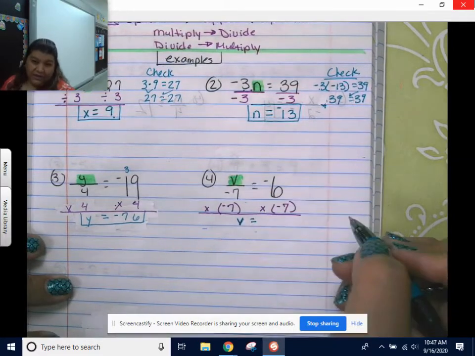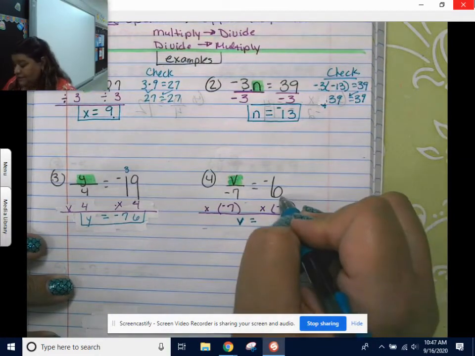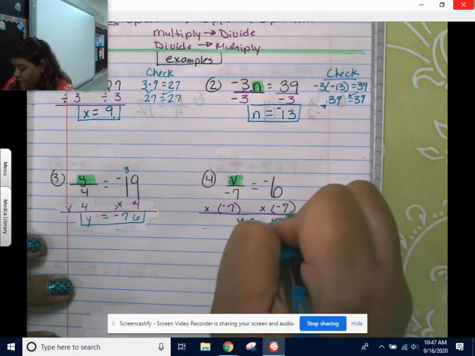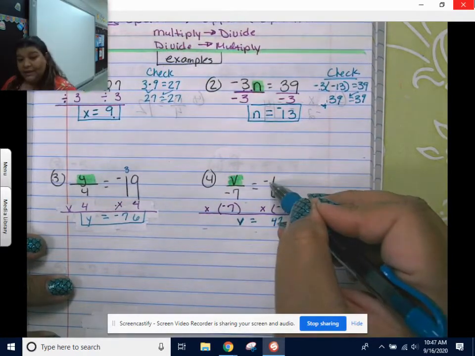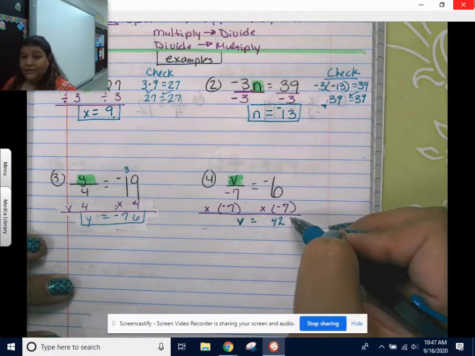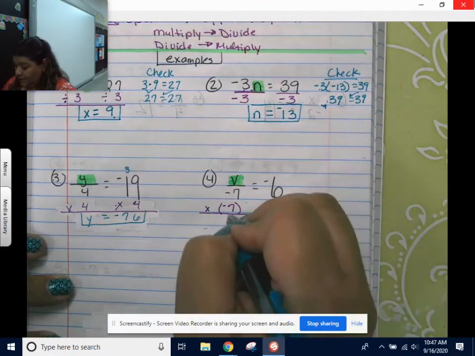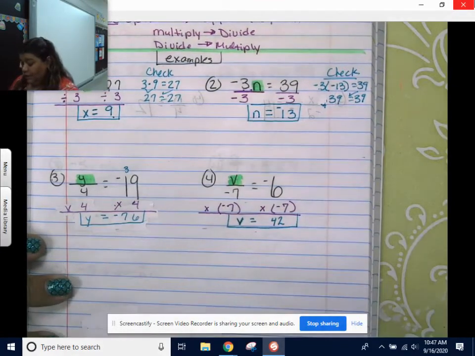So they kind of cancel each other out, they undo each other. And 6 times 7 is 42. My signs are a negative times a negative. If you multiply signs that are the same, your answer stays a positive. So +42. And you can check your work.